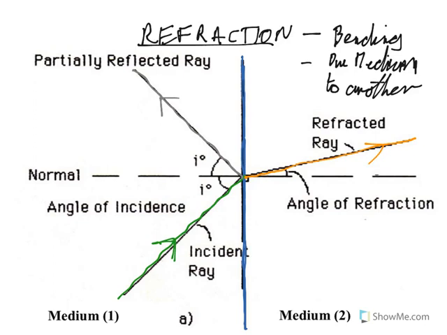Alright, so we've got our incident medium 1 on the left, medium 2 on the right. We've got our incident ray in the green, our refracted ray in the orange, and then of course we've got associated angles. So the angle of incidence, that's the one between the normal and the direction of travel, and the angle of refraction, again between the normal and the direction of travel. Alright, and again that diagram's in your notes there.